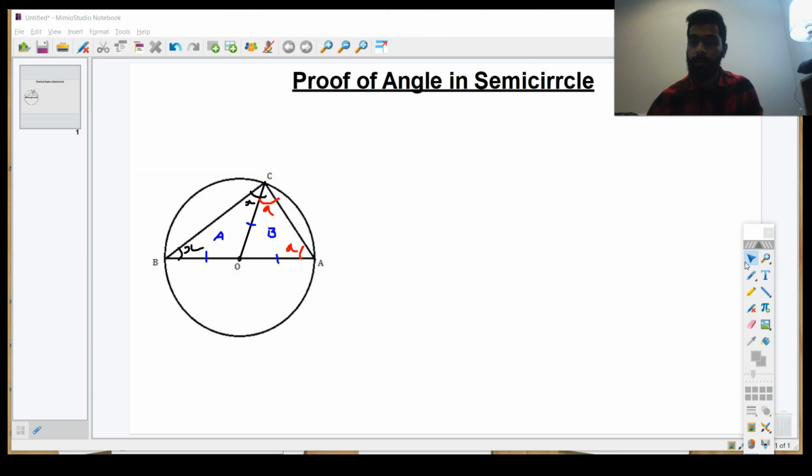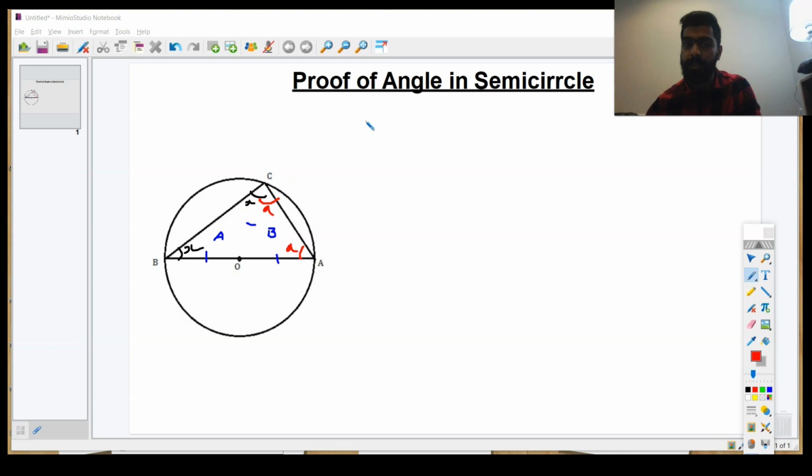So what I'm going to do now is get rid of this small little line here, and now we're just going to look at this. In triangle ABC, angle A I've written as A, angle B I've written as X, and angle C is X plus A.